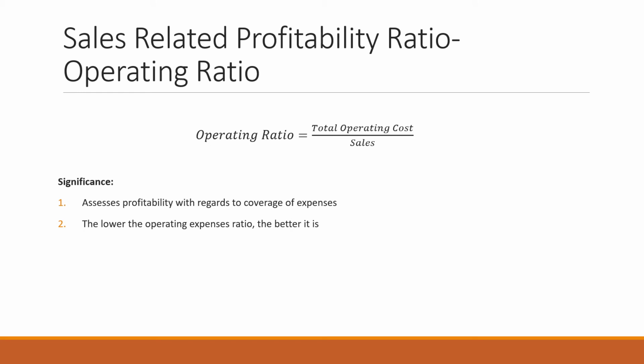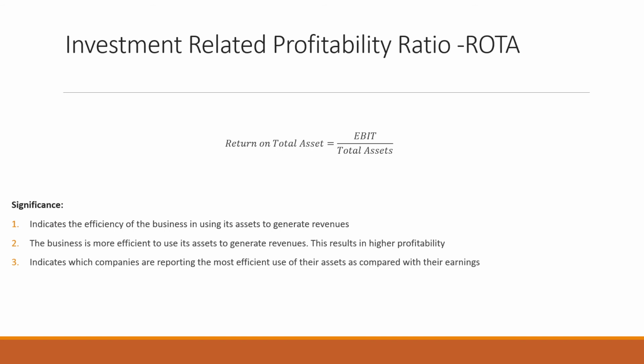It is calculated as total operating cost divided by sales. Operating ratio analyzes the profitability of the firm with regard to coverage of expenses. Unlike the other profitability ratios, this ratio should be as low as possible. The lower the ratio, the greater the organization's ability to generate profits, especially when its revenues or sales are declining. Let us look at the investment-related profitability ratios now.